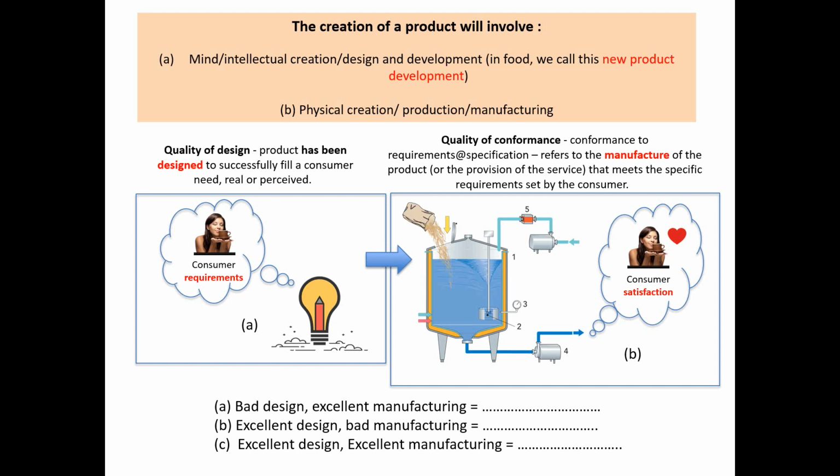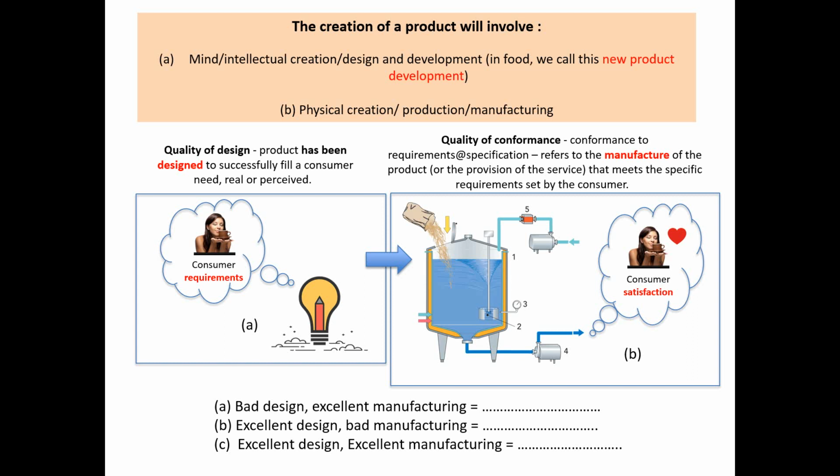So quality of conformance is about conformance to requirements or specification. This refers to the manufacturing of the products. Of course, it has to meet the specified requirements of the consumer. So if you study the whole process, you understand the requirement of the customer. At the end of the day, after design and after manufacturing, the consumer should be very satisfied.